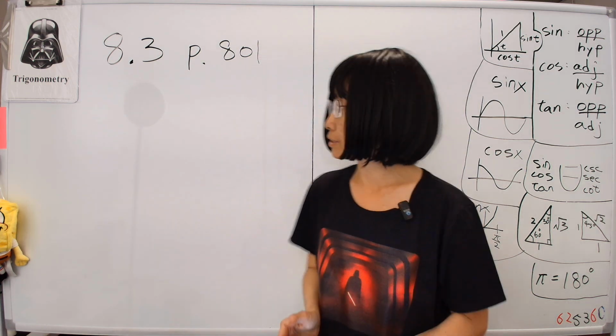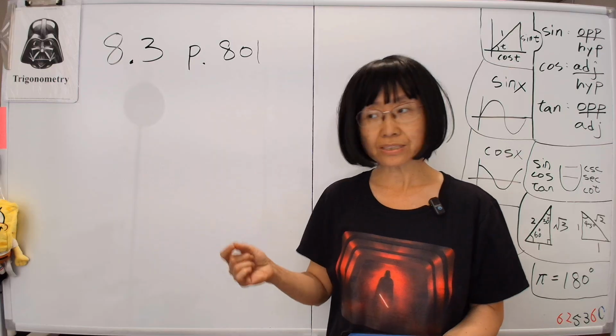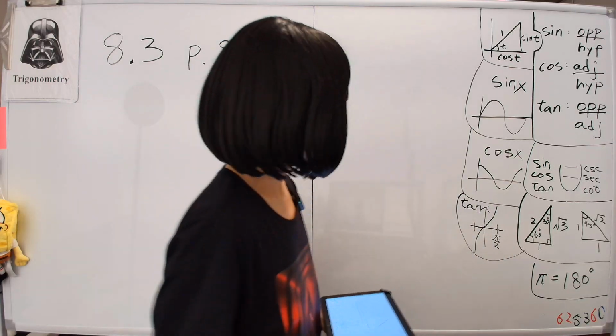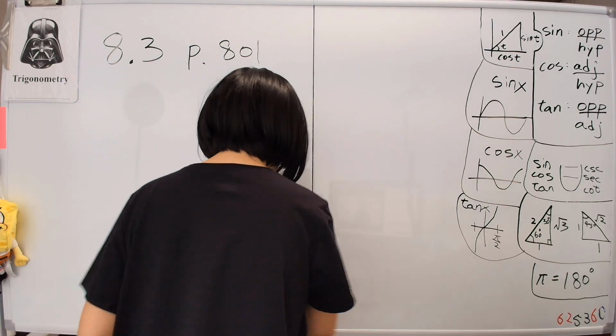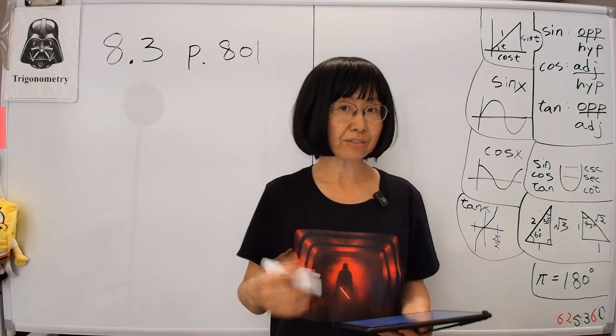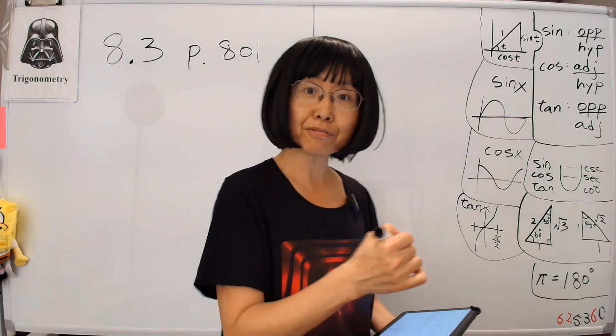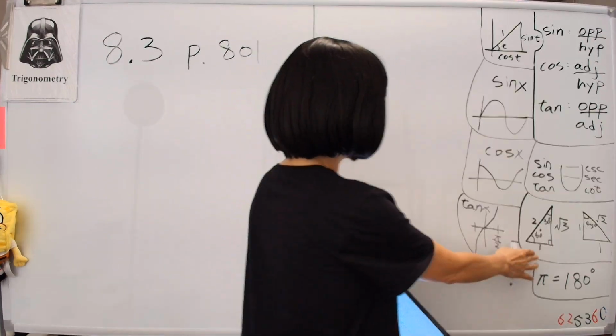Today we are going to do section 8.3 on page 801, inverse functions for sine, cosine, and tangent. Now the inverse functions, as you remember from inverse functions in the past, are the opposite of what we've been doing. For example, let's look at this chart here.